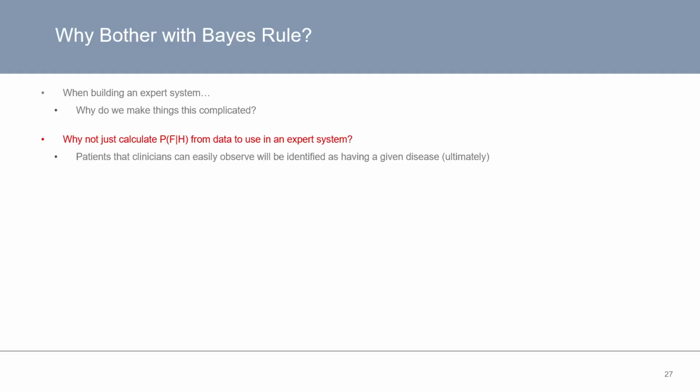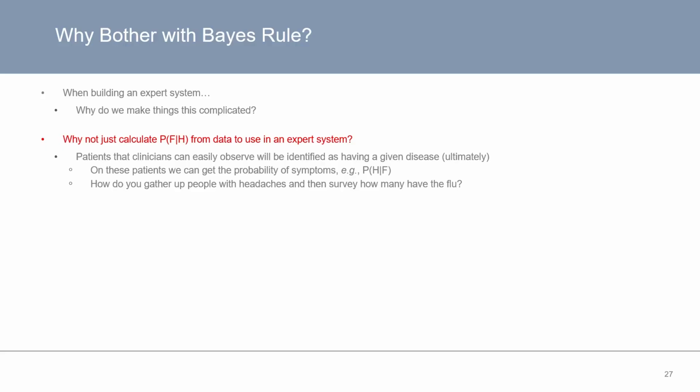Patients that clinicians can easily observe in their clinic will usually be identified as ultimately having a given disease. Otherwise, they probably wouldn't have been in the clinic to begin with. So from these patients, we can easily get the probability of symptoms, for example, the probability of a headache given the disease flu. But it's not really practical to gather up all people with headaches and then survey how many of them have the flu. In diagnosis problems, we often have available data on probabilities of various symptoms of different diseases.